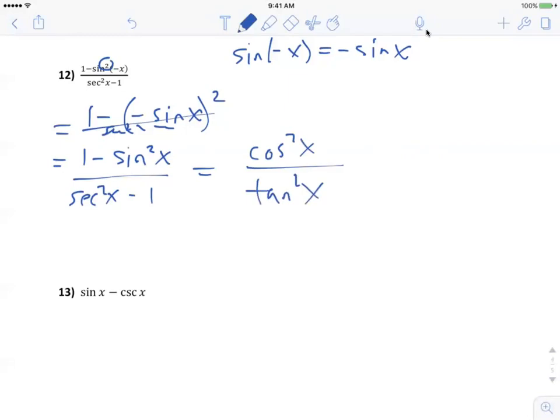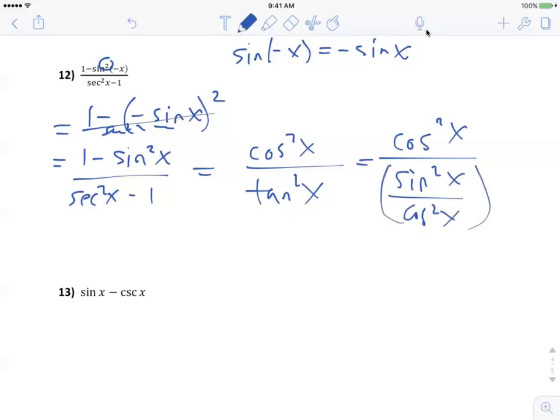So I replace with my Pythagorean identities. And then now let's see. Tangent is sine over cosine. So we have cosine squared over sine squared over cosine squared. That's your denominator. All right.